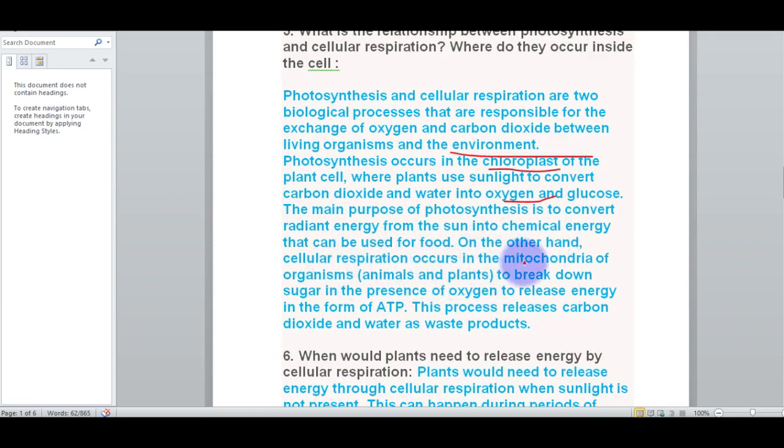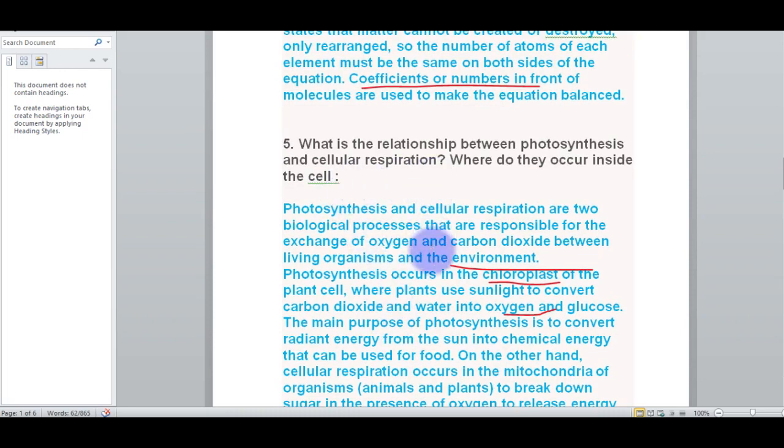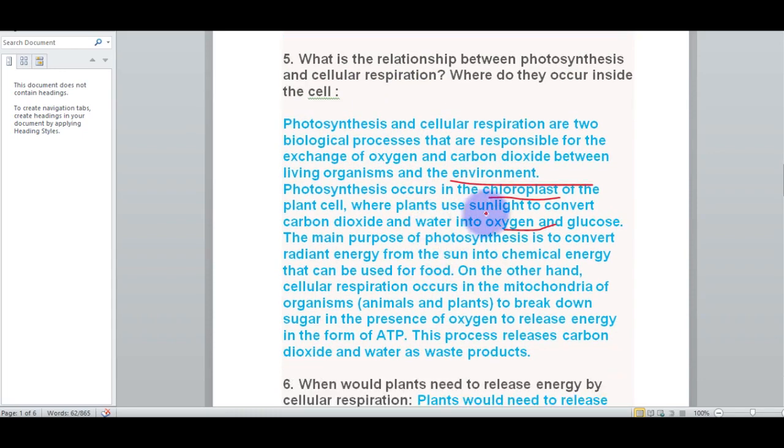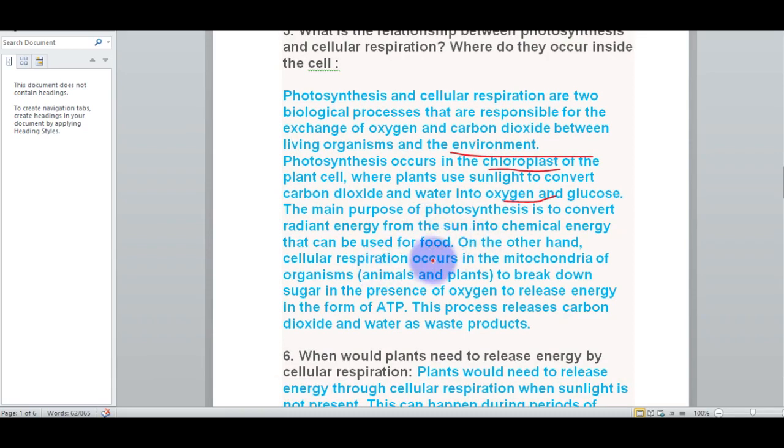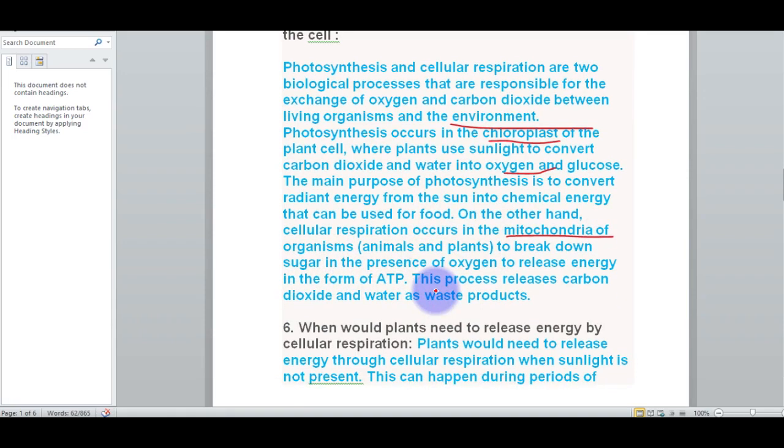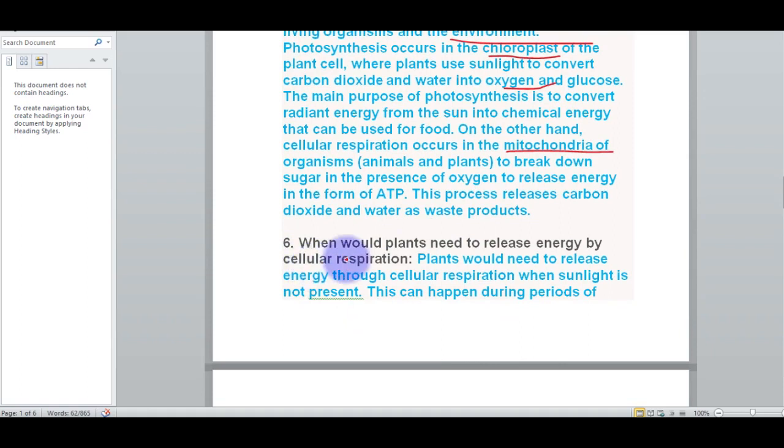used for food. On the other hand, cellular respiration occurs in the mitochondria of living organisms, that is animals and plants, to break down sugar in the presence of oxygen to release energy in the form of ATP. This process releases carbon dioxide and water as waste products. So this is the relationship between the two, and where they occur: photosynthesis occurs in the chloroplast of the plant cell, while cellular respiration occurs in the mitochondria of the organism.